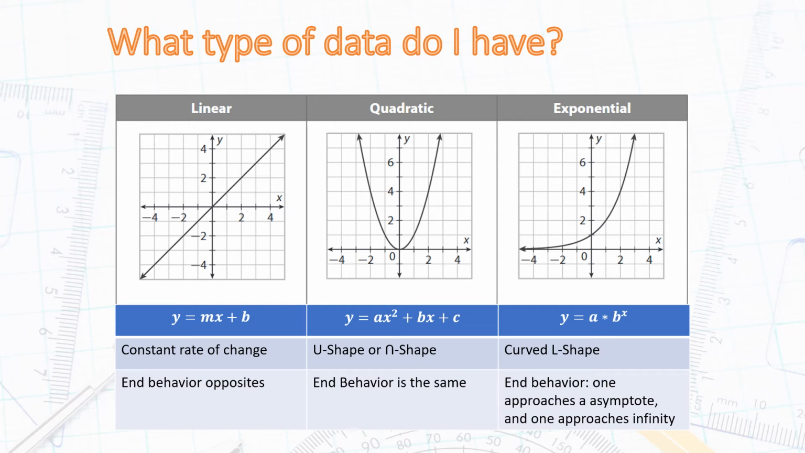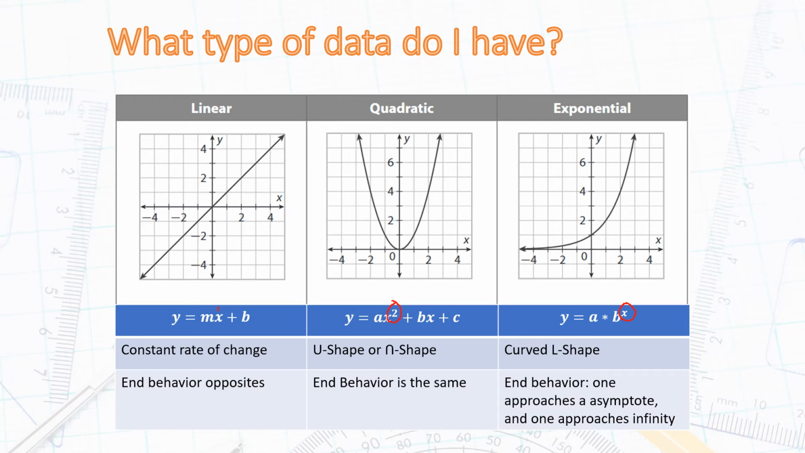So the 3 most common ones you're going to be asked about are linear, quadratic, exponential. Just a little summary. Equations-wise, you'll have x to the power of 1 is the biggest in linear, x to the power of 2 in quadratic, x in the exponent for exponential. Constant rate of change, so the slope stays the same. U-shape or N-shape for quadratics, that curved L-shape, or noticing a multiplier in the rate of change as opposed to it being constant. And then from an end behavior point of view, end behavior goes opposite directions for linear.